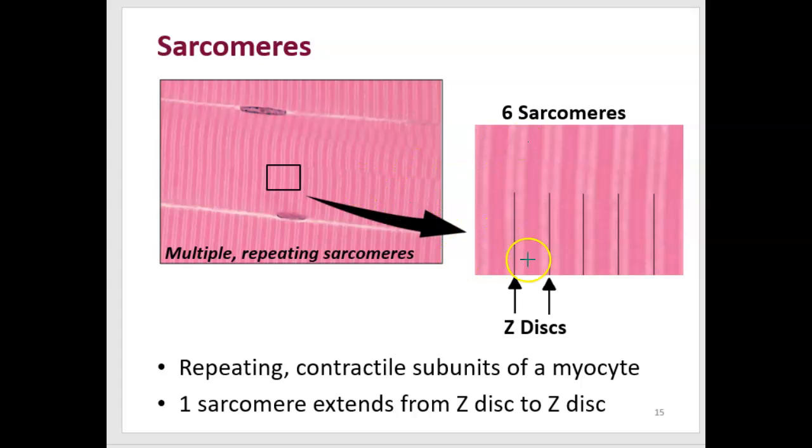I've blown the picture up over here on the right, showing that there's a light region, then a dark region, then a light region, then a dark region, right? In the light region, there's a thin dark line. That's our Z-disc. And so a sarcomere extends from one Z-disc to the next. What I've magnified shows 6 sarcomeres here. These are the contractile subunits of a myocyte, and they will all shorten, scrunch up together during muscle contraction.